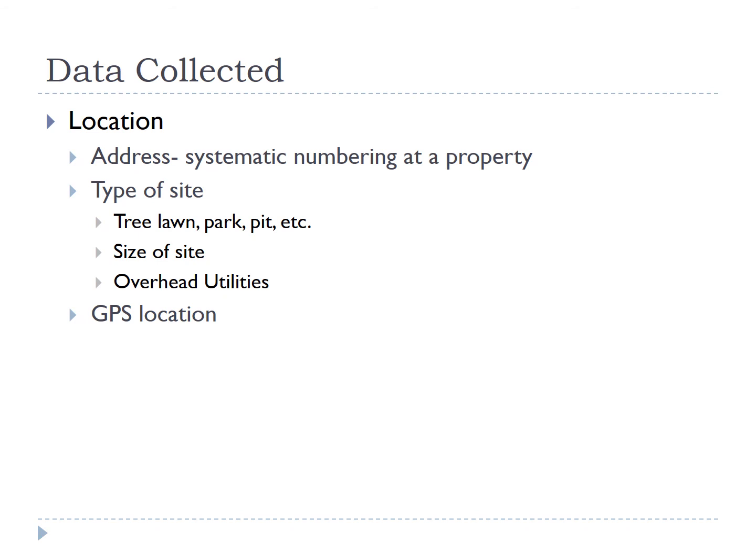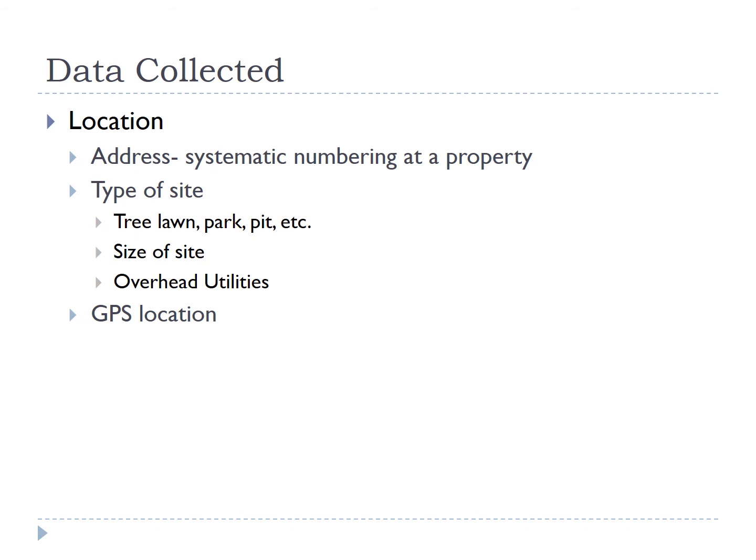Is it a park tree that has a lot of grass? Is it growing in a median in the highway? So where is that tree? What kind of hardscapes are surrounding that tree? Sometimes we might document the size of the site. If it's a tree lawn, how wide is that tree lawn? How long is it? That can give us an understanding of how much rooting volume the tree potentially has.